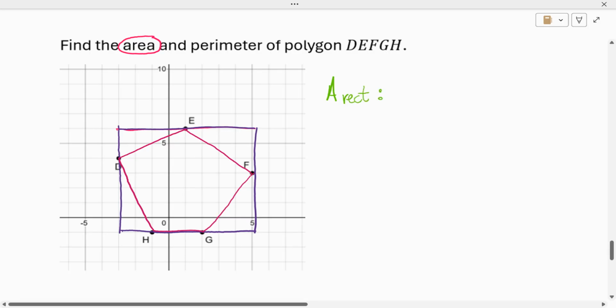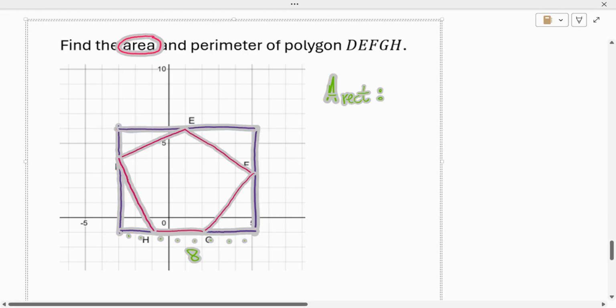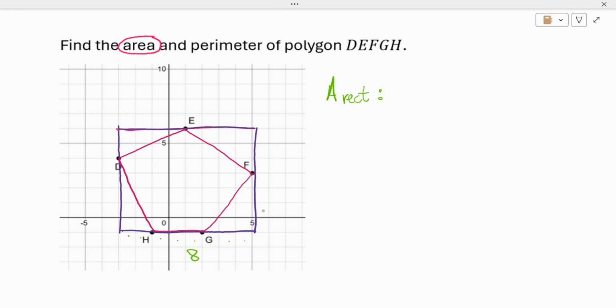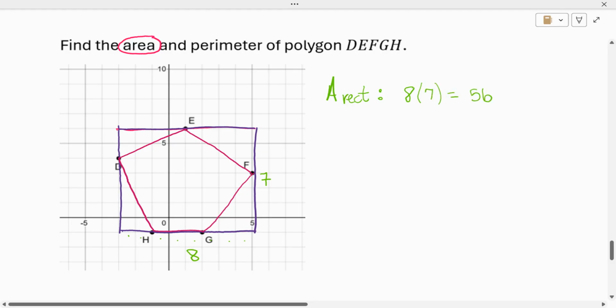What is the length of this unit? How long is it? 1, 2, 3, 4, 5, 6, 7. I count 8. Is that what you guys get? Yep. How tall is it? 1, 2, 3, 4, 5, 6, 7. Is that what you guys get? Okay, so the area of the rectangle, 8 times 7, that's going to be 56. But now we're going to have to do some subtracting.